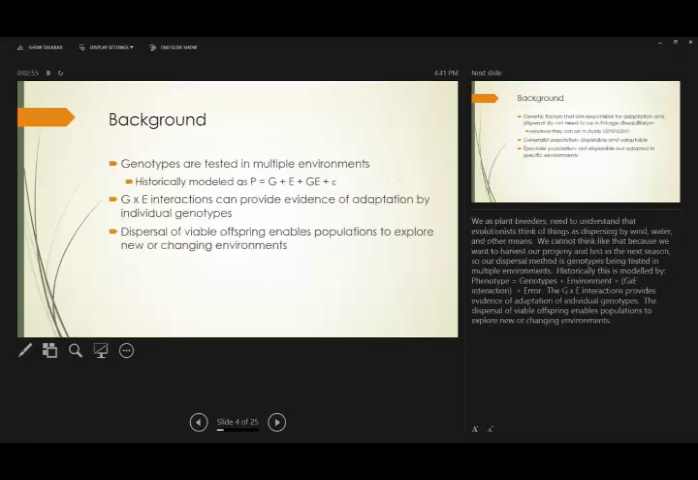We as plant breeders need to understand that evolutionists think of things as dispersing by wind, water, and other means. We cannot think like this because we want to harvest our progeny and test in the next season, so our dispersal method is genotypes being tested in multiple environments. Historically, this is modeled by phenotype equals genotype plus the environment plus the G by E interaction plus the error. The G by E interaction provides evidence of adaptation of individual genotypes, and the dispersal of viable offspring enables the populations to change for new environments.